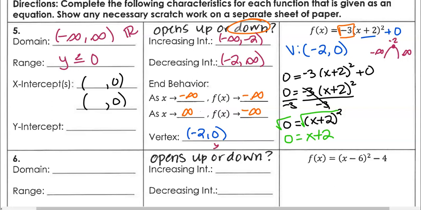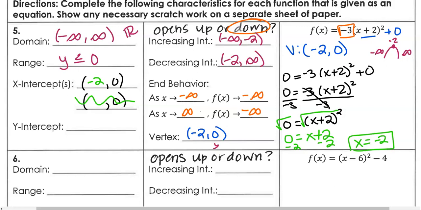So what's our final step to get x by itself? Minus that 2. So we get x equals -2. So there's only one x-intercept. What is that x-intercept? How come there's only one? Where else do you see -2, 0 up there? Our vertex. Our vertex is sitting on the x-axis. So that special case is when we only have one.